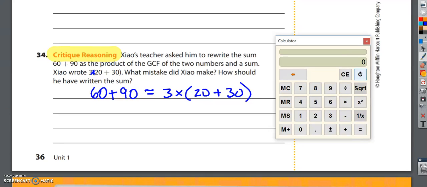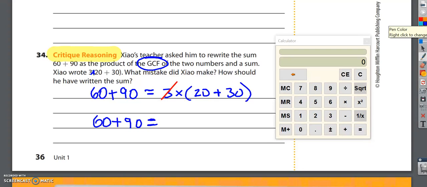So if they're equal to each other, then what mistake did he make? I'll give you a hint. The mistake is right here. If I were asked to find the greatest common factor of 60 and 90, I wouldn't have decided it was 3. So right off the bat, he didn't identify the greatest common factor. That's his first mistake. His math isn't wrong, but he didn't find the greatest common factor. The greatest common factor of 60 and 90 is much larger than 3.